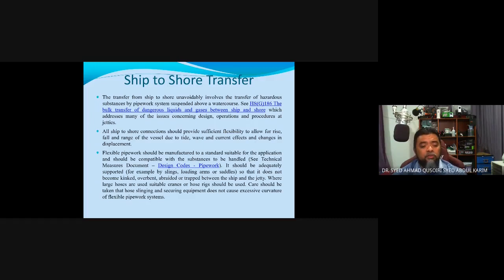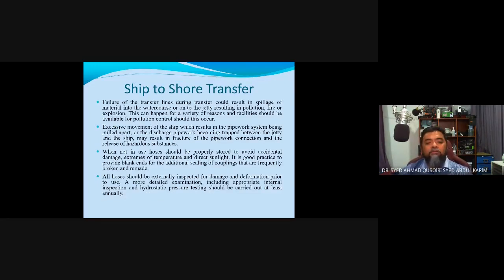So large hoses are used, suitable cranes and a hose rack can be used. Care should be taken for hose slinging and securing equipment. It does not cause excessive curvature of the flexible pipework system. So on the other hand, they say that the pipework needs to be flexible. Failure of transfer line during transfer could result in spillage of material into the water course, causing pollution, fire, or explosion. So that is not what we want.